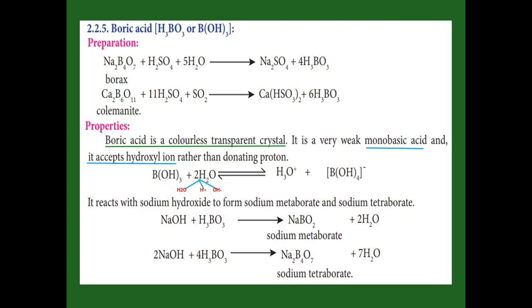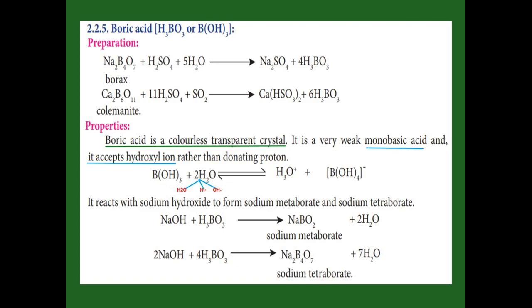Boric acid. The boric acid formula is H3BO3, or in another form B(OH)3. Preparation: first of all, boric acid is prepared from borax. Borax formula Na2B4O7 plus sulfuric acid and 5 moles of water gives sodium sulfate along with 4 moles of boric acid.